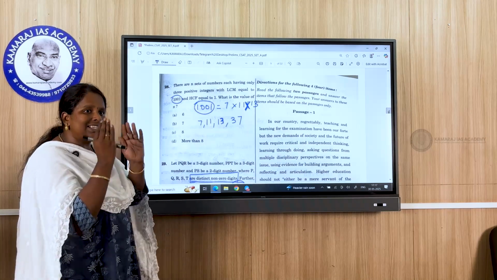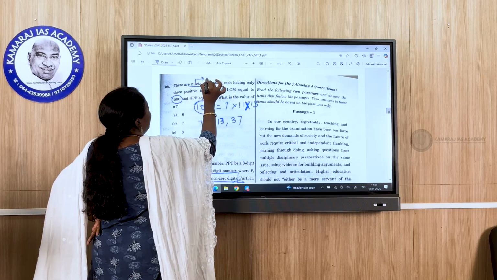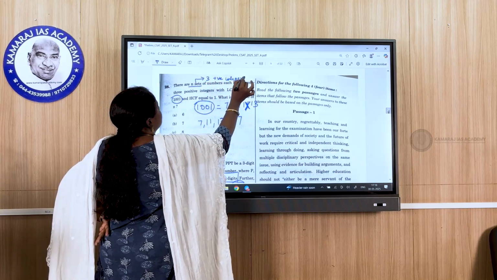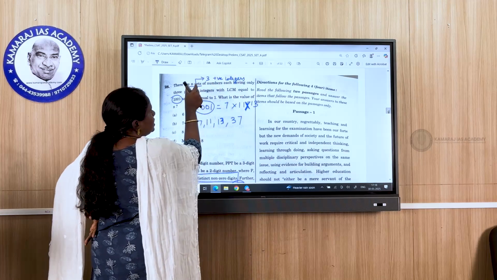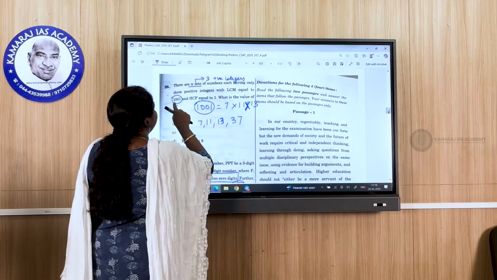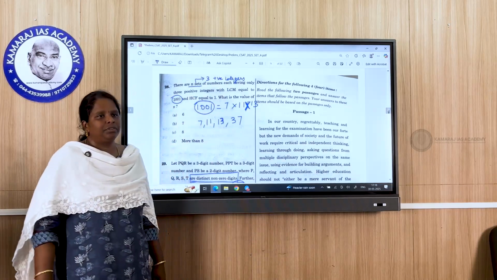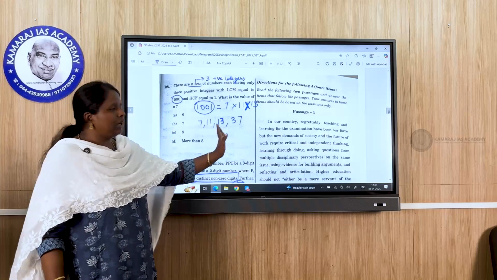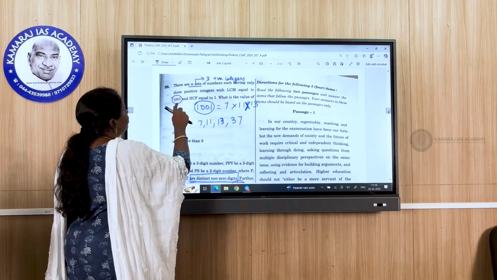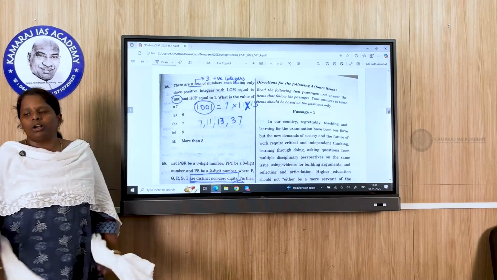You have to find the set of numbers, right? So n sets, each set should have 3 positive integers such that LCM should be equal to 1001 and HCF should be equal to 1. The HCF is 1 because all are prime numbers. So that is easily possible. So I should get the product as the multiples of some numbers, some factors, right? So what are the factors I get?